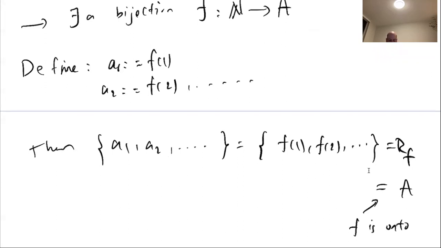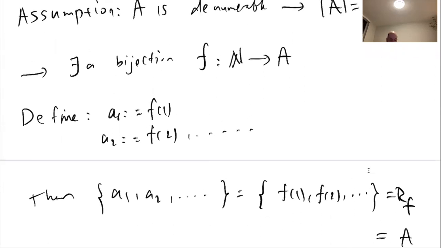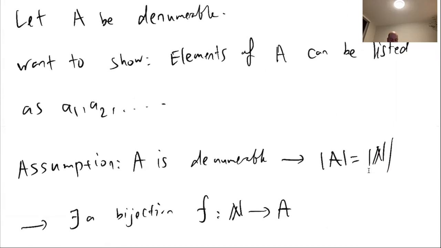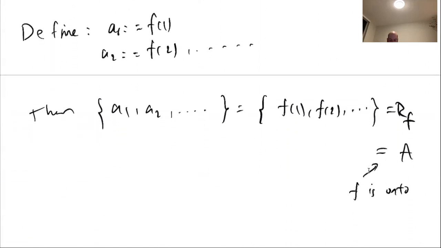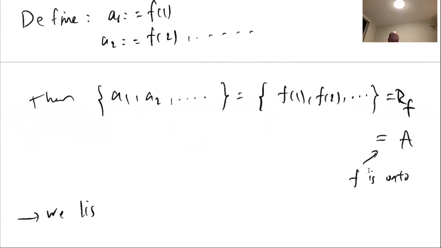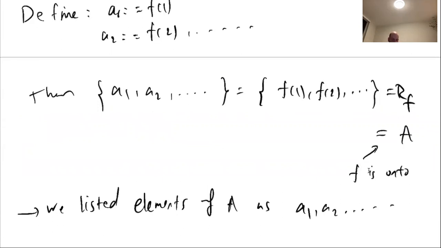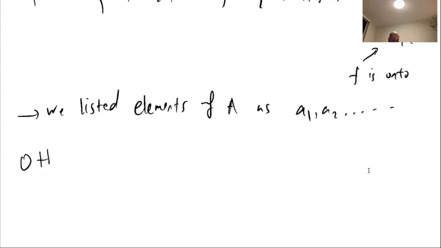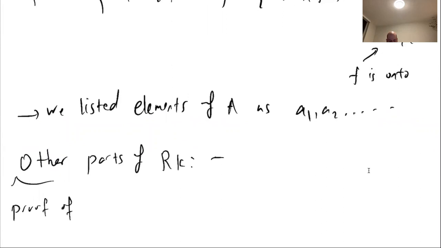Well, there you are. We listed the elements of A in the form A1, A2, and so on. This is what we wanted to show. We want to show the elements of A can be listed as A1, A2, and so on. But here we show that A is equal to the set A1, A2, and so on. So that means we listed the elements of A as A1, A2, and so on. So I proved one part of this remark. The other parts, let me leave as an exercise.